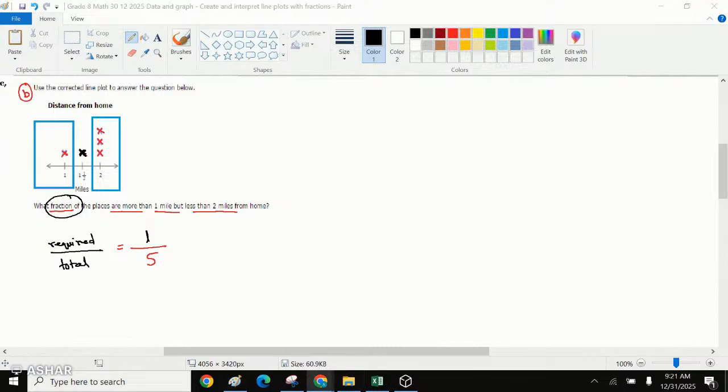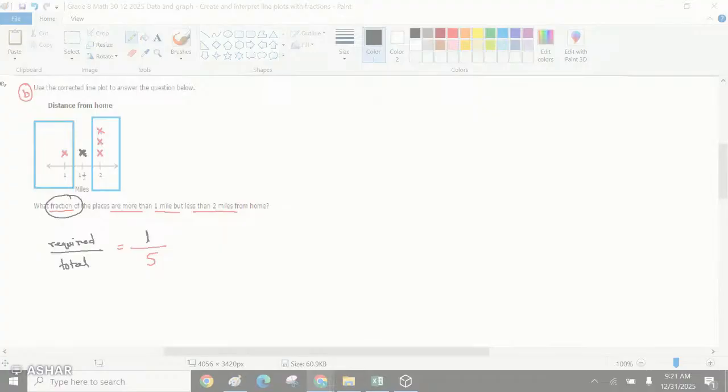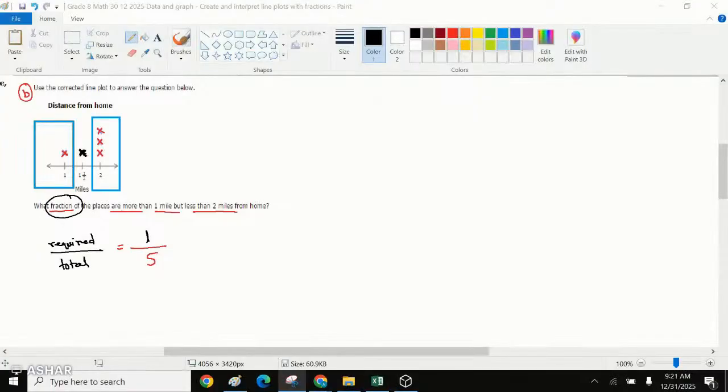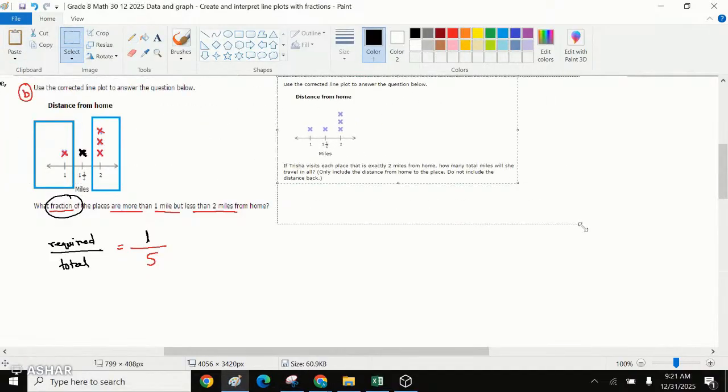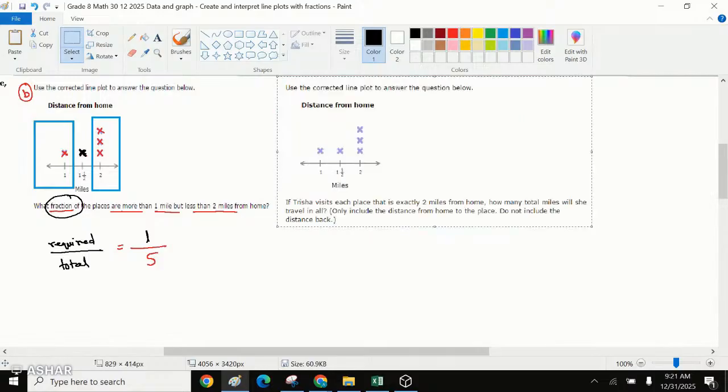Let's see the next part, what they're asking us in the next part. Same question continued. Just a minute, please. I'll just copy this. The continuation of the question says, part C, the continuation of the same question. Use the corrected line plot to answer the following questions.